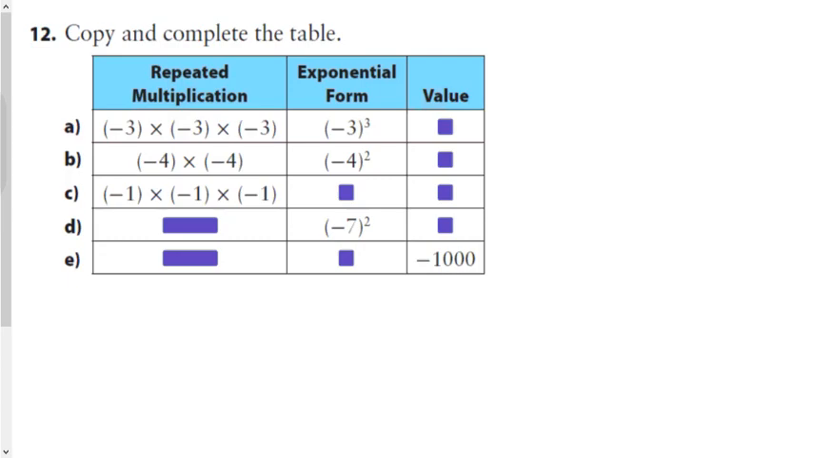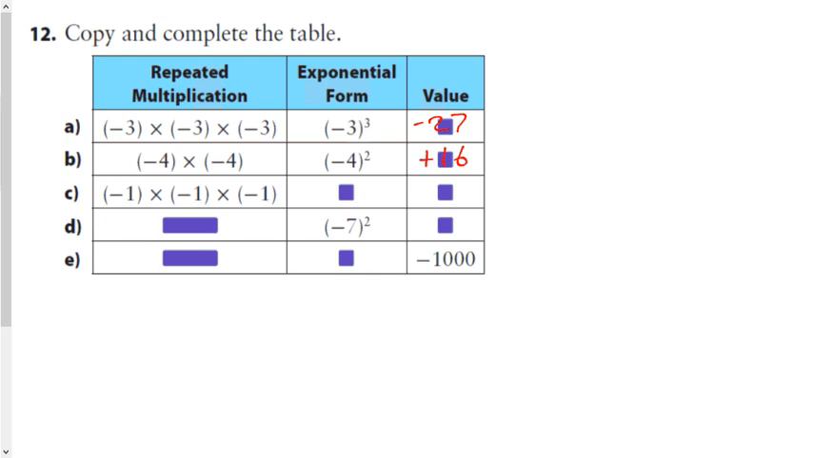Question 12 gives us this table, gives us repeated multiplication, gives us exponential form, asks us to evaluate. Actually, A I can do without grabbing a calculator. What's 3 times 3? What's 9 times 3? So it's going to be a positive 27 or a negative. Because it's an odd number of negatives we're multiplying together, it'll be a negative product. The next one is negative 4 multiplied by negative 4, or negative 4 in brackets squared, which is a positive 16.